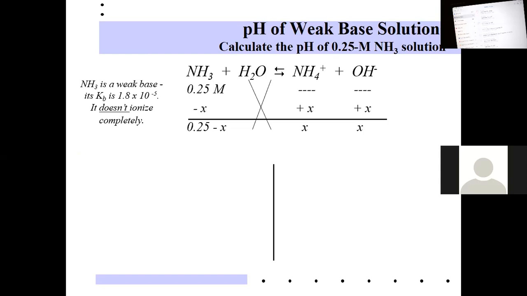Ammonia is a weak base. You looked up in your data booklet the Kb value for ammonia. And because it's a weak base, just like a weak acid, it does not ionize completely. So we use X's in the table.